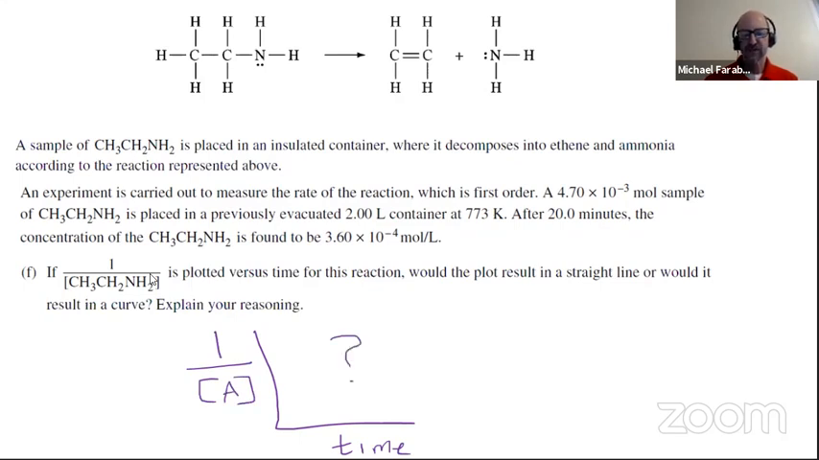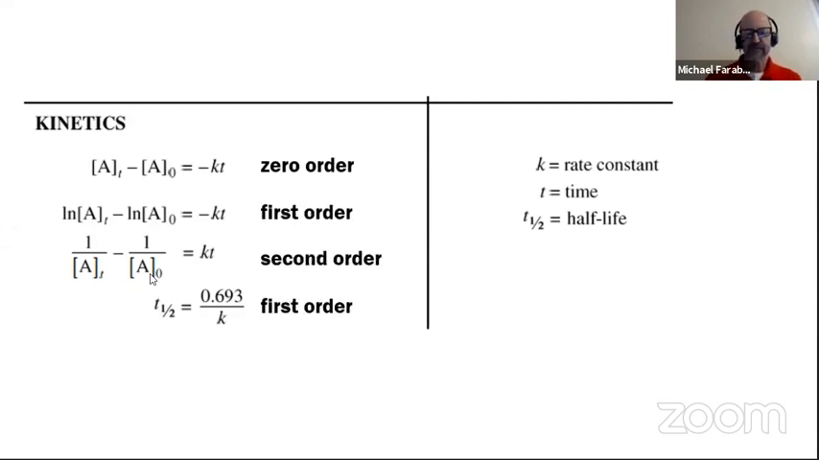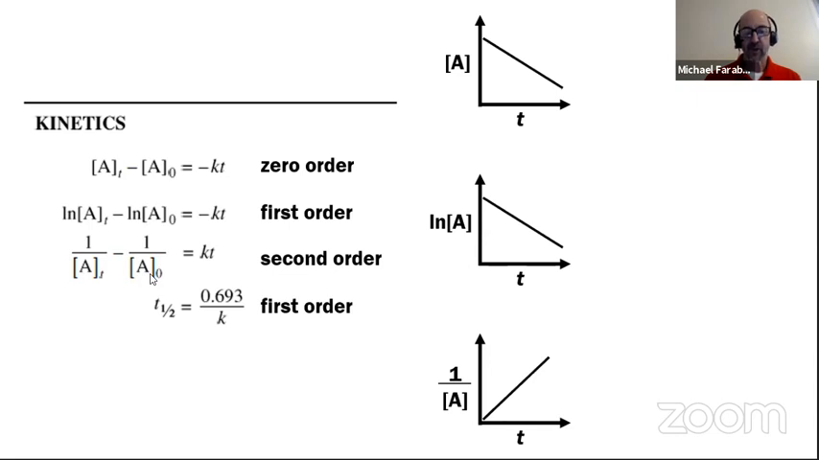Okay, so 1 over the concentration versus time, would that give me a straight line or a curve? As I mentioned, this is zero, first, and second order. You should know this, and you can tell from this information here that when you plot concentration versus time, you get that falling straight line where the slope is equal to negative k. If you have natural log of concentration versus time, again, the slope would equal negative k.